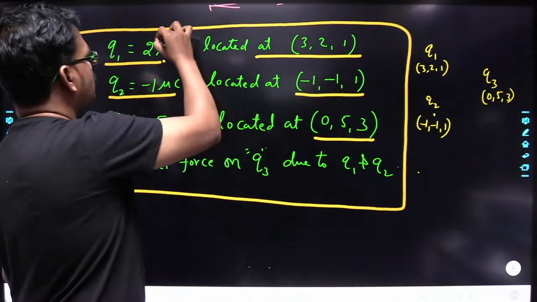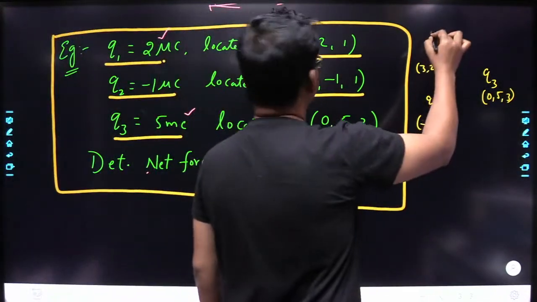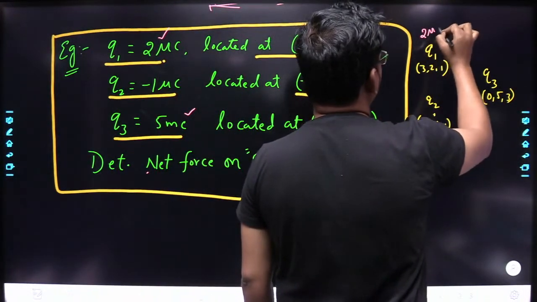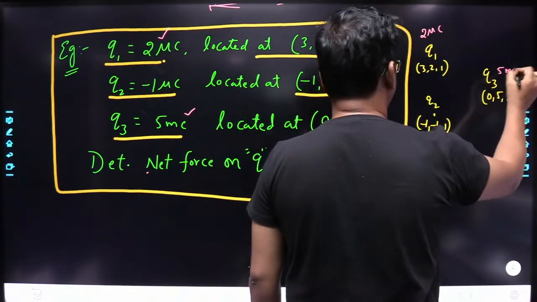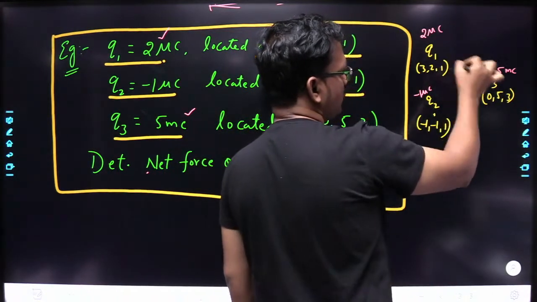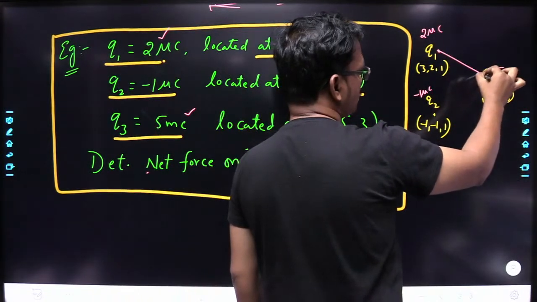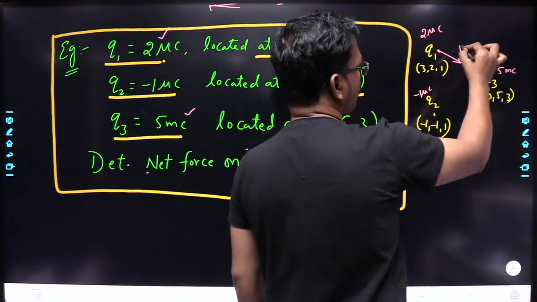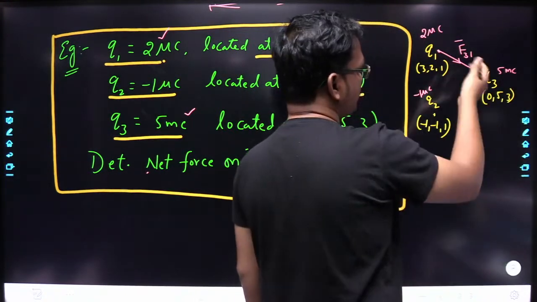Now here if you observe, Q1 is positive and Q3 is also positive. So Q1 is 1, 2 microcoulomb and Q3 is 5 millicoulomb and Q2 is minus 1 microcoulomb. So if you observe Q1 and Q3, both are of same polarity. So the force on Q3 due to Q1 is going to point in this direction. Force on 3 due to 1. Okay, so determine this one.